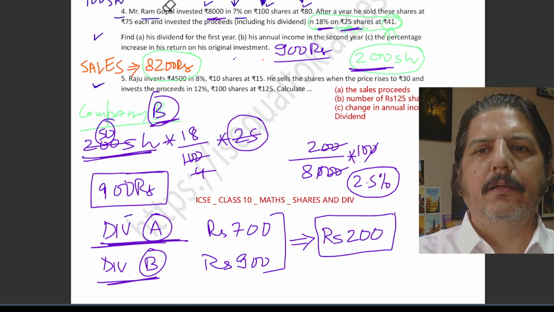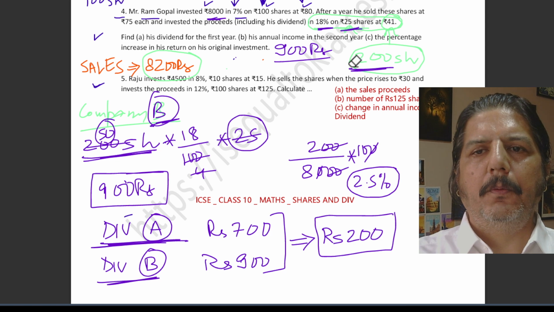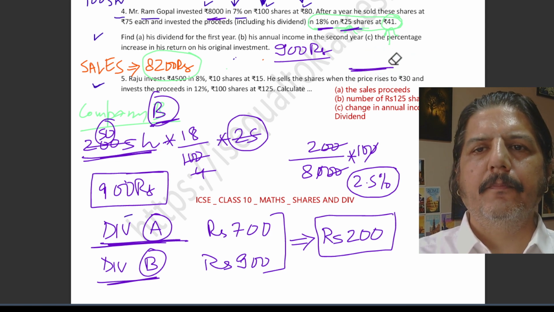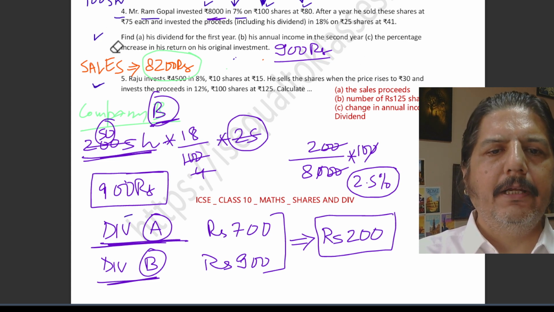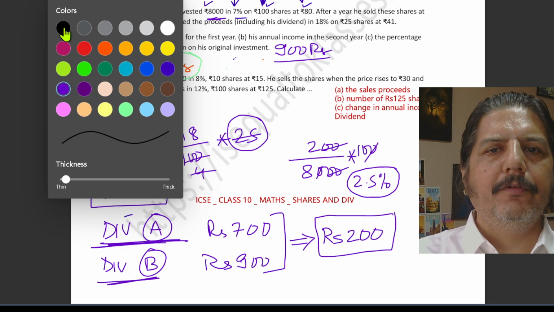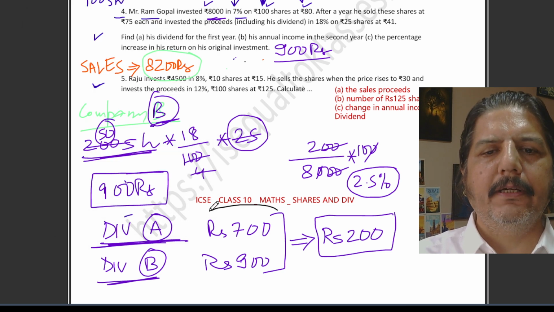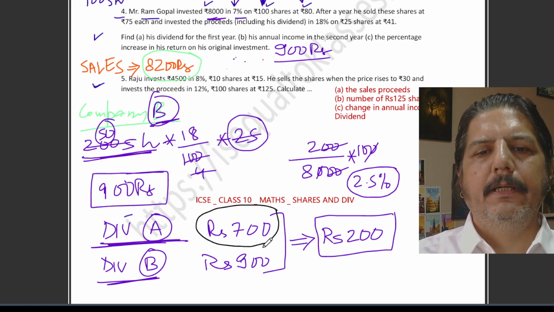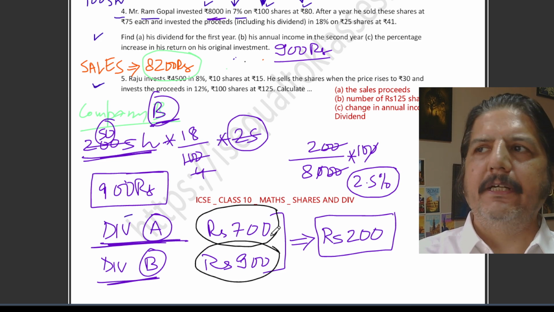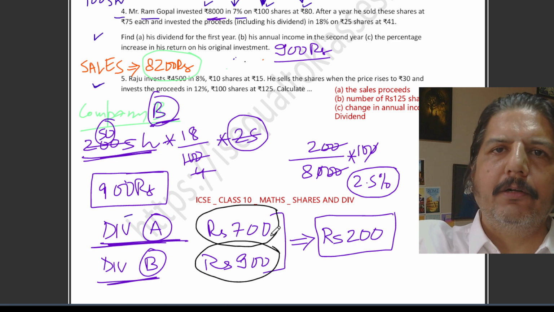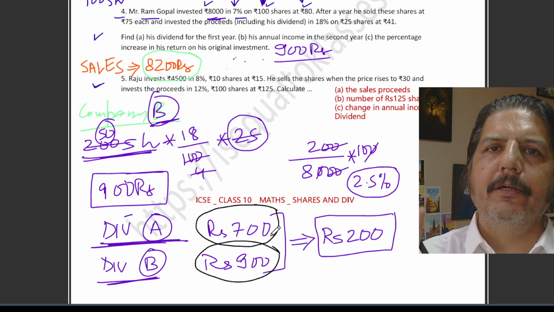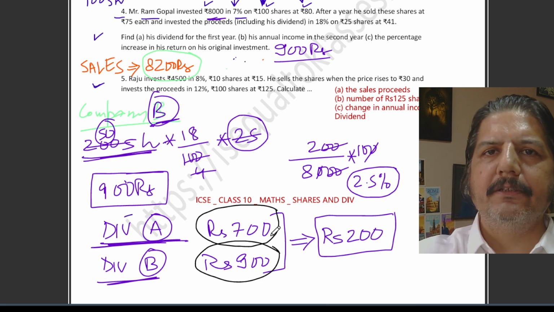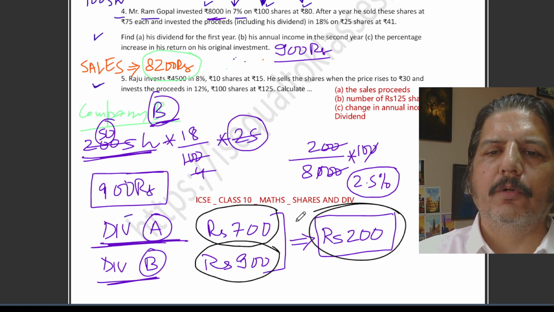See, this might seem confusing. Let me explain this again. Originally, when he invested in company A, he was getting a dividend of rupees 700. Then he sold it and invested the proceeds also in company B. From company B, he got a dividend of 900. So what is the increase in dividend? The increase of dividend is rupees 200.